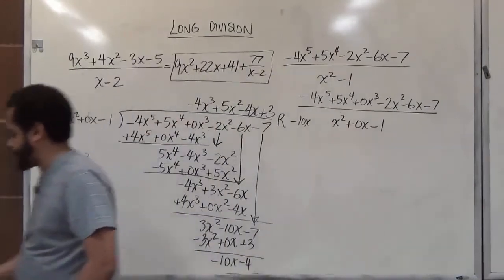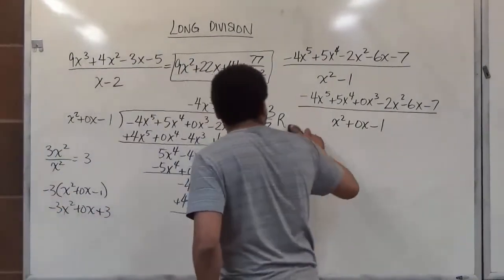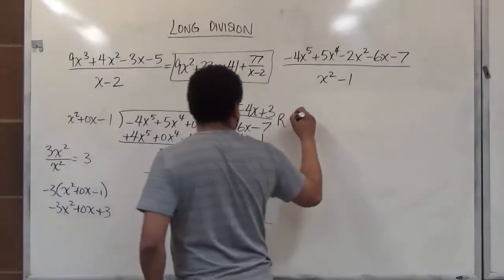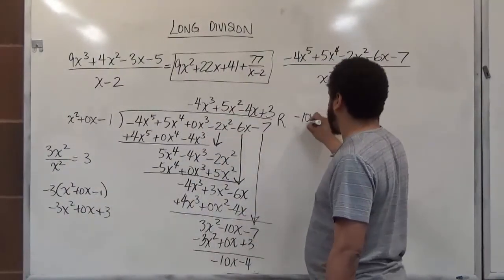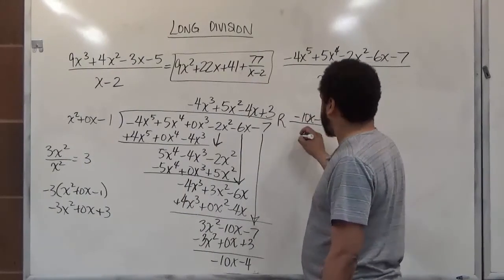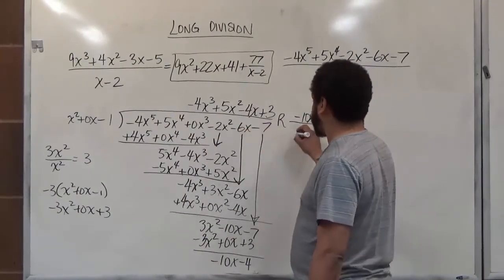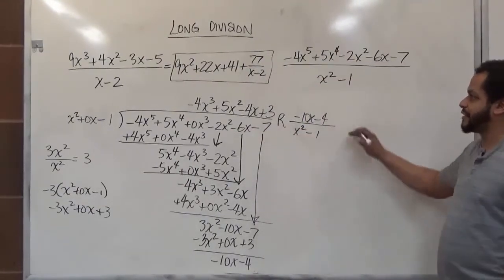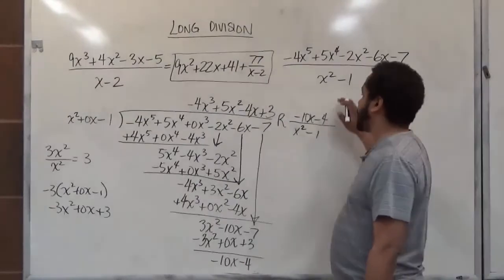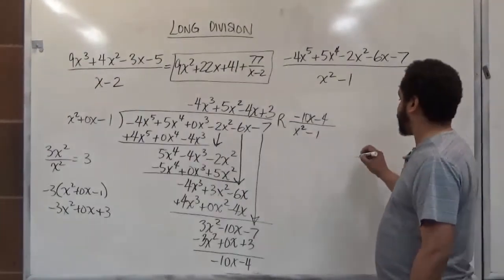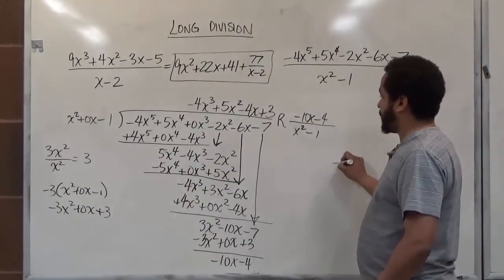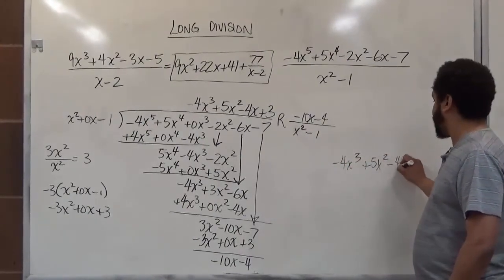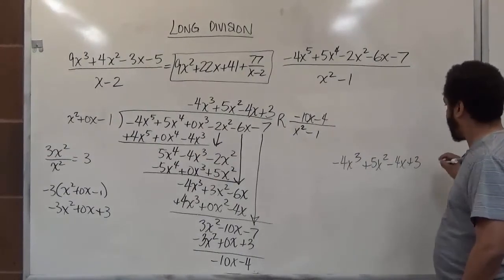So we have a remainder of negative 10x minus 4. Let me rewrite this because we cannot see what the remainder is. So here we have the remainder of negative 10x minus 4 over the divisor, which is x squared minus 1. We don't have to put the 0 back when we're doing it in this form because we're just writing it with the original division. Now the quotient for this problem becomes negative 4x cubed plus 5x squared minus 4x plus 3.